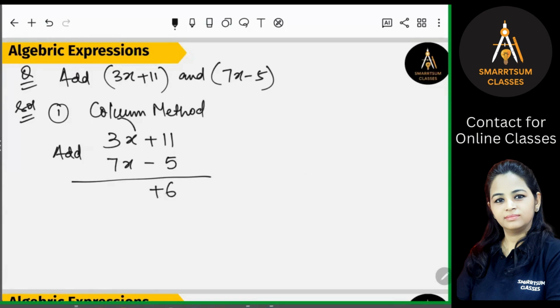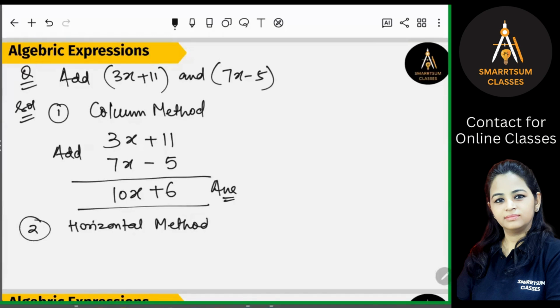Now similarly, we can add 3x and 7x. Both are positive, right? So we simply add the numerical values, so it will become 10x, right? So this is the answer when we do this with the column method. So this is one way of finding the sum of the two given expressions. Another method is the horizontal method.